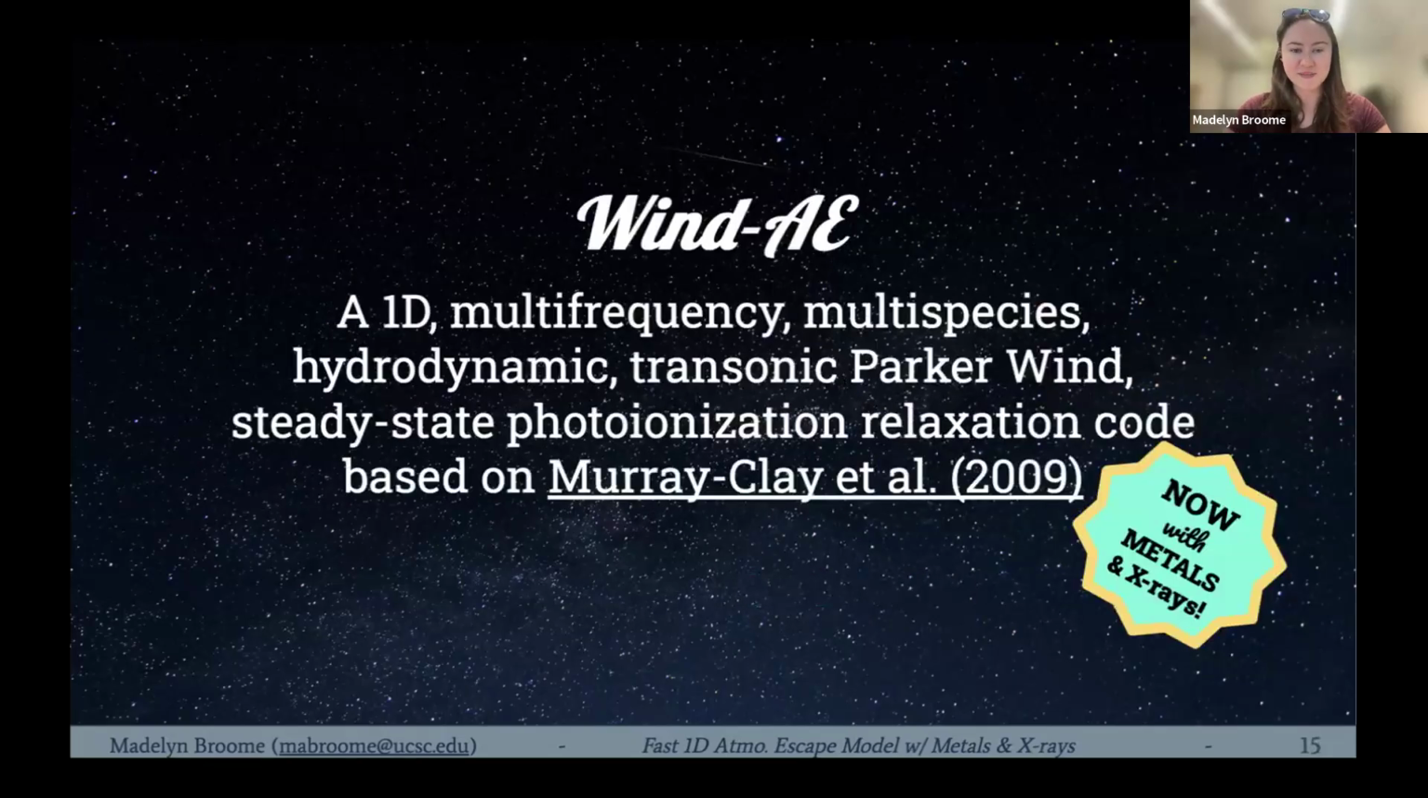So that's what WinD does. It's 1D, where 1D is the substellar point. Multifrequency, meaning we can put in a custom stellar spectrum that can range over those EUV and X-ray photons. Multispecies, we have the ability to model metals. This is hydrodynamic, so we are solving the fluid equations, the energy, mass, momentum, conservation equations, as well as the ionization balance. And modeling this as a Parker wind, which means it's a 2-point boundary value problem, which means we can efficiently model it using a relaxation model.